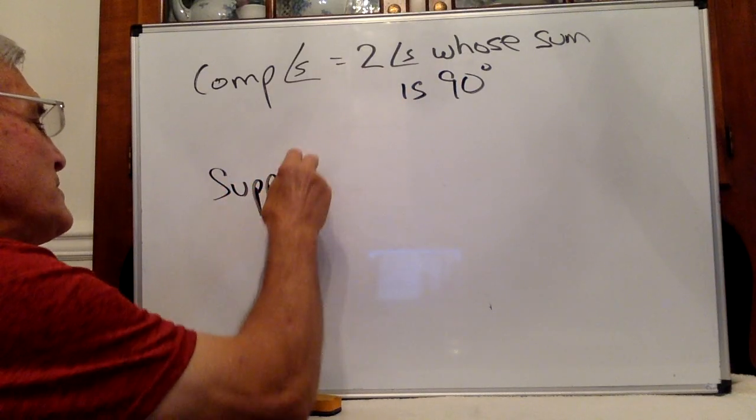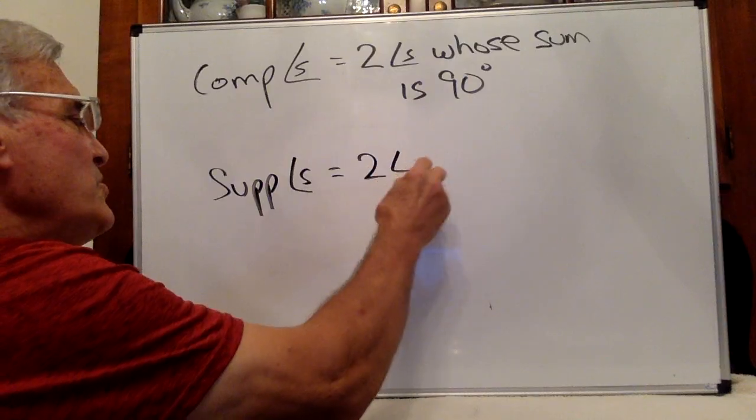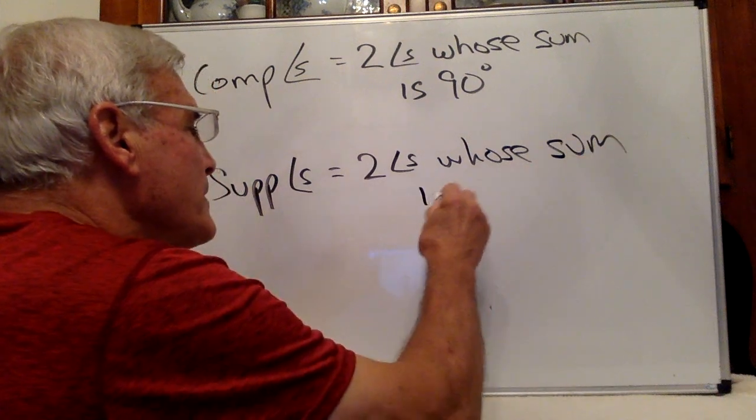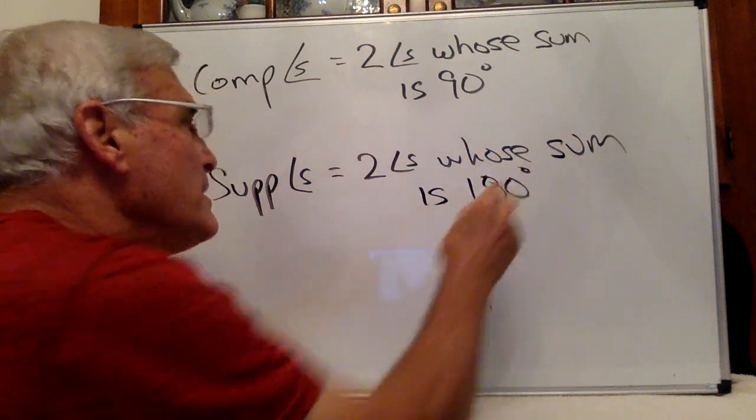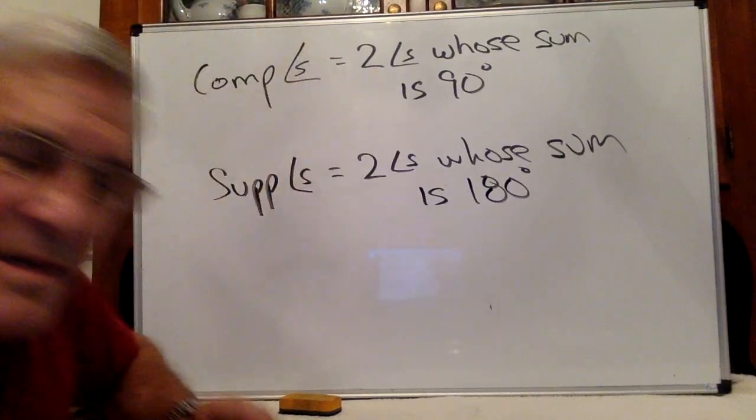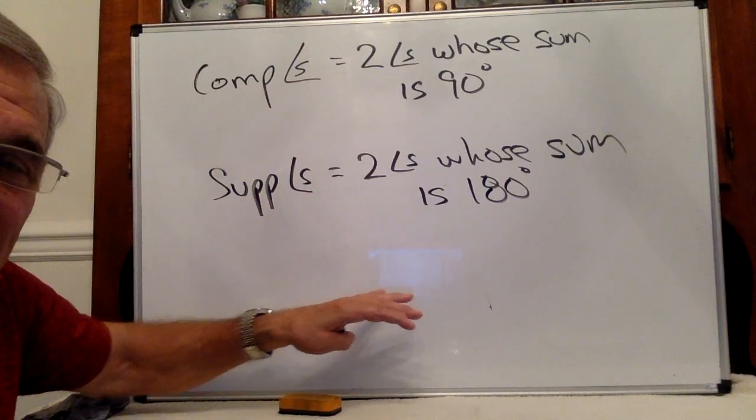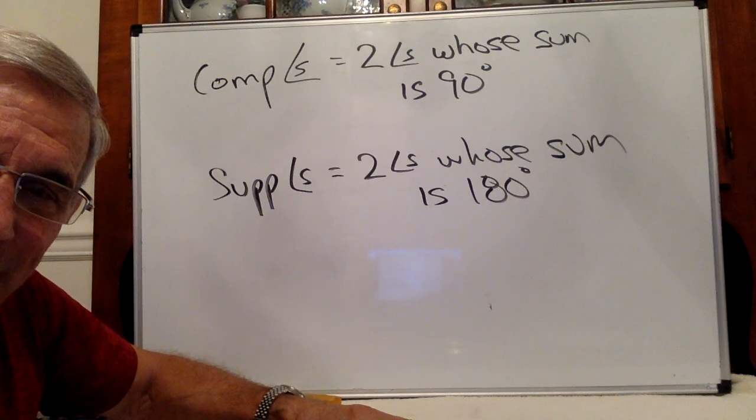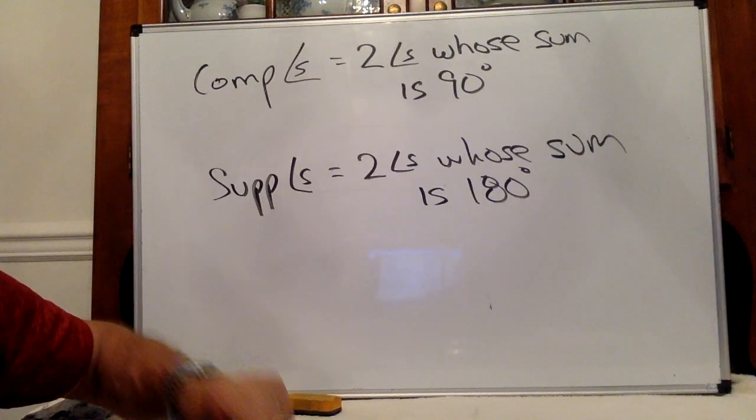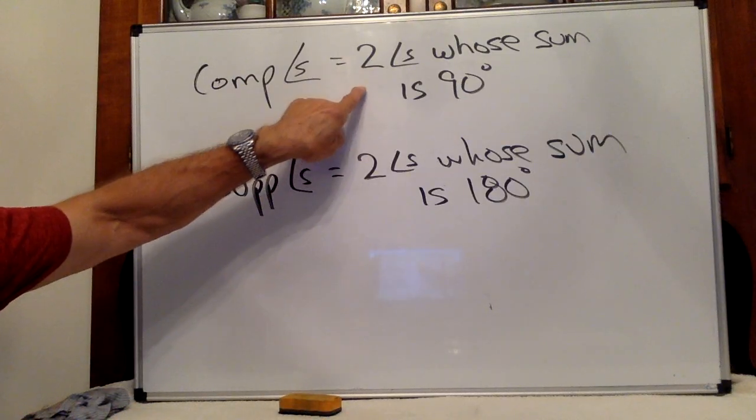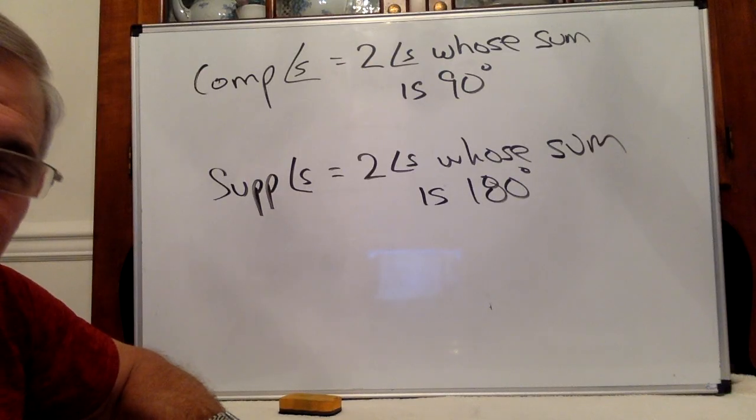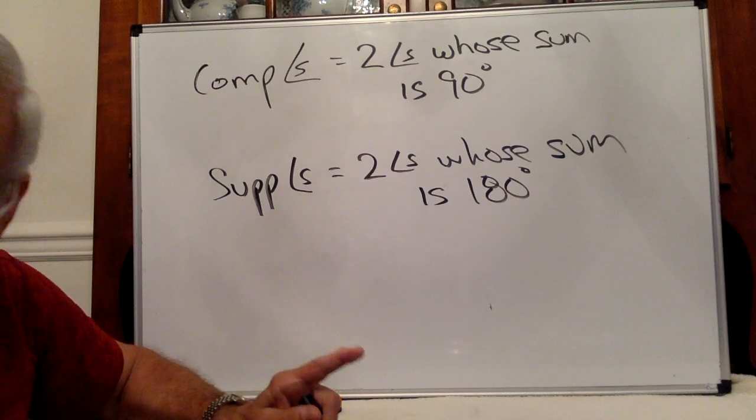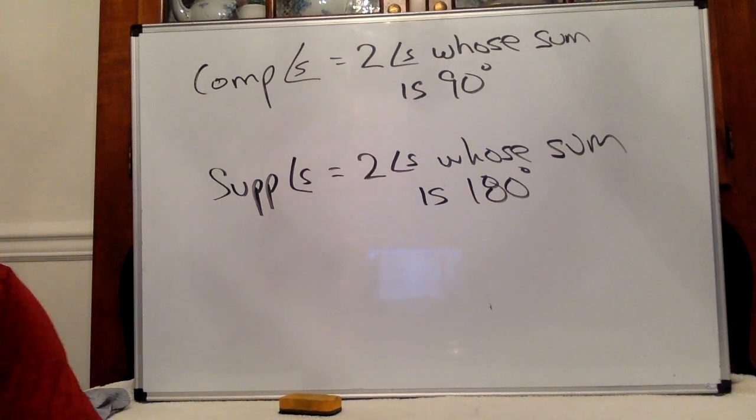Supplementary angles: two angles whose sum is exactly 180. Again, if I gave you three angles, 10, 20, and 60, well, 10 plus 20 plus 60 adds up to 90. But they're not called complementary angles because there's three of them. Two angles whose sum is 90 are called complementary angles. Two angles whose sum is 180 are called supplementary angles. Two. Okay?